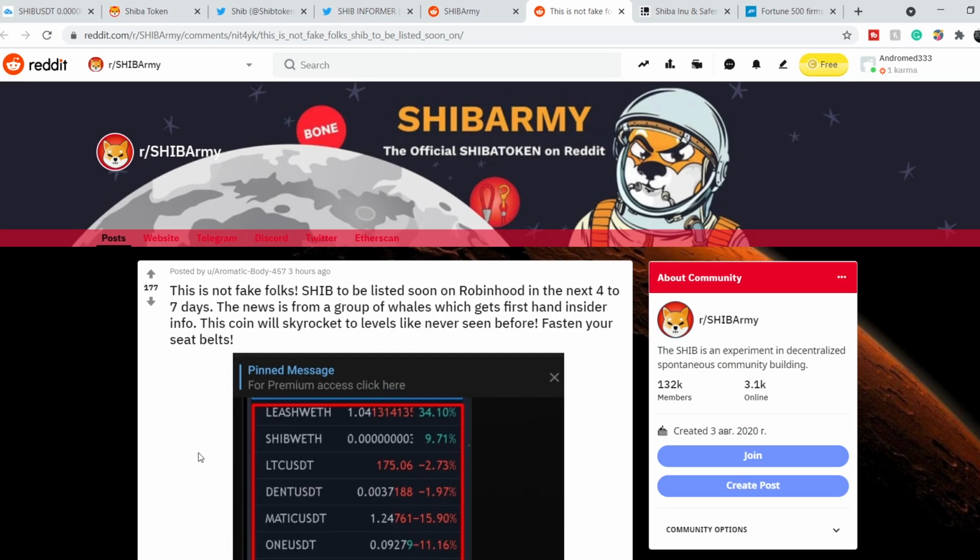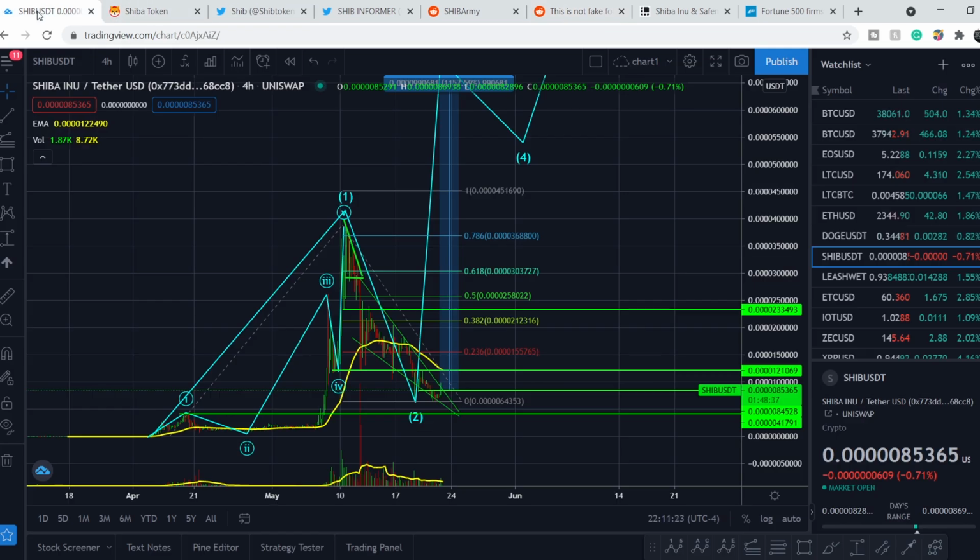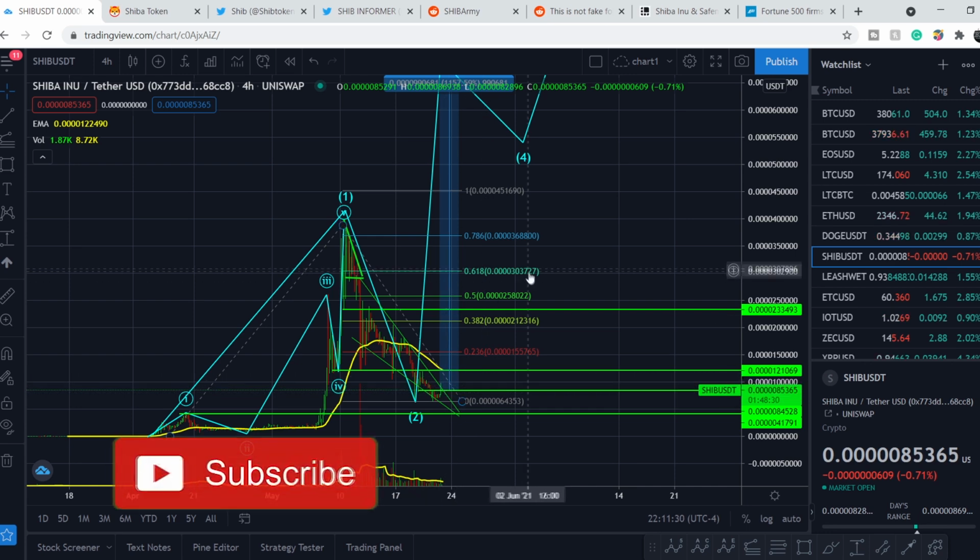And we have confirmation that in the nearest future we will see ShibaSwap. It is an exchange of the Shiba Inu token. And this will be the real catalyst for the price. And from this point, we will see a massive, massive price action to the upside.